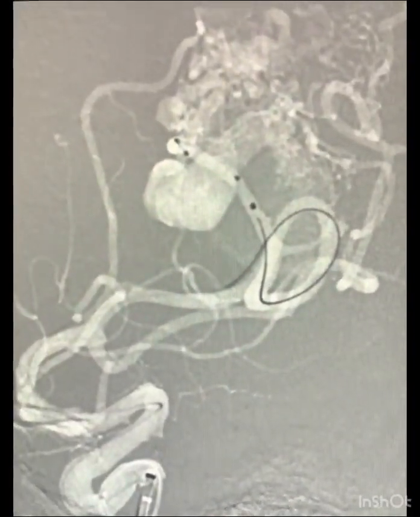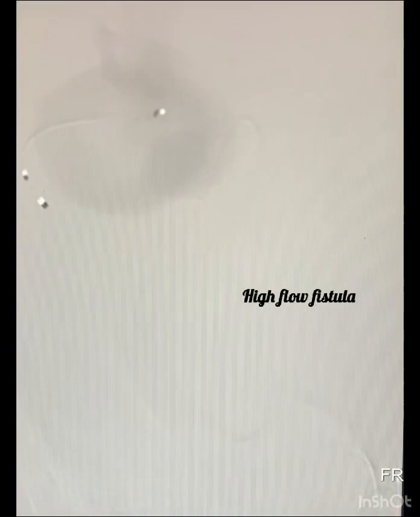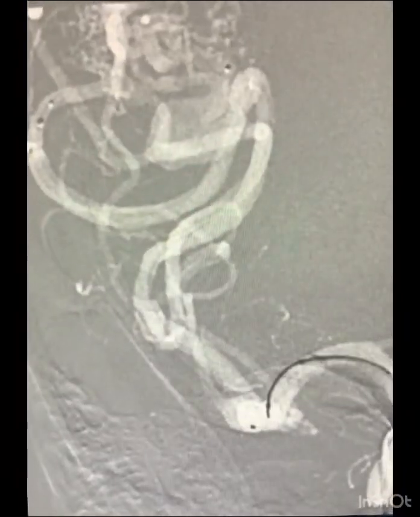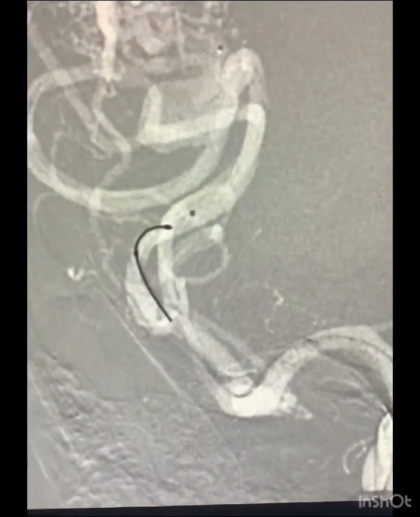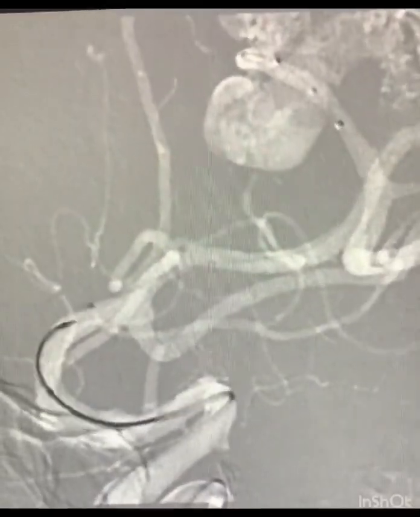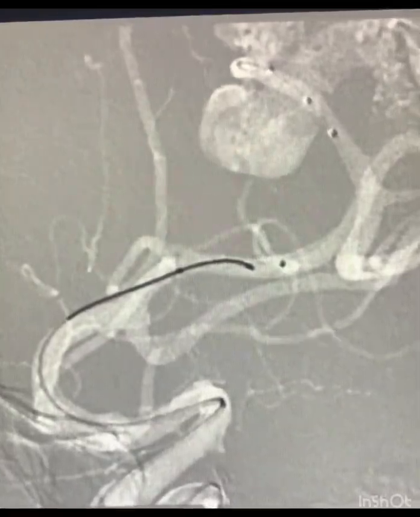Note the tip of the Sonic right at the fistula point. Initial injection shows an extremely high flow fistula. A 2L Eclipse balloon was then navigated into the artery that supplies the fistula. This was initially placed proximally.